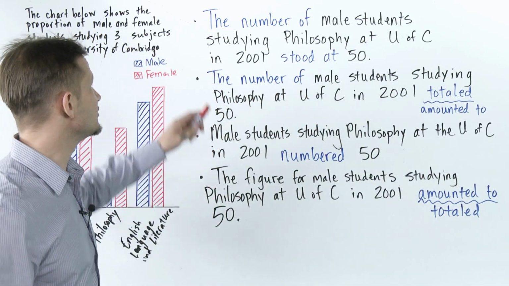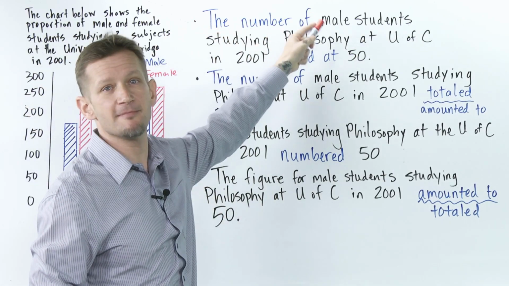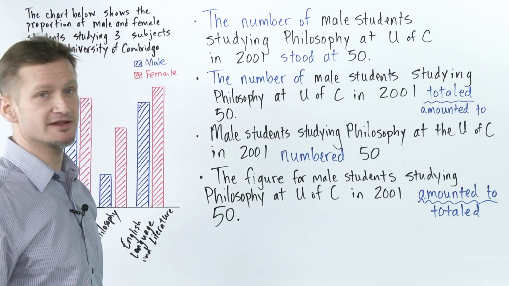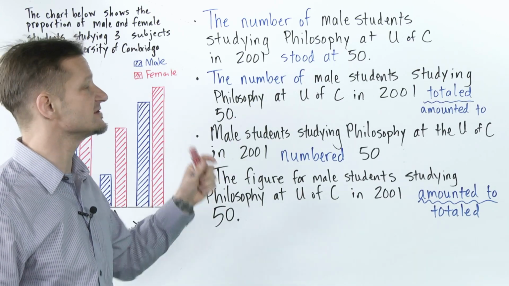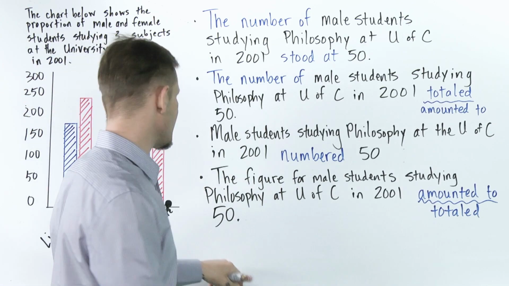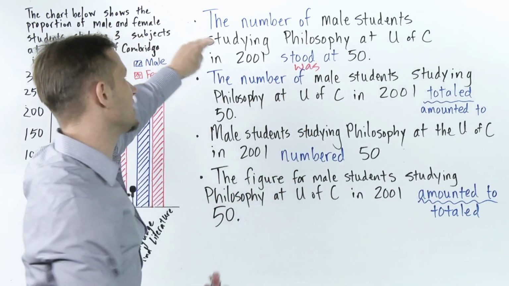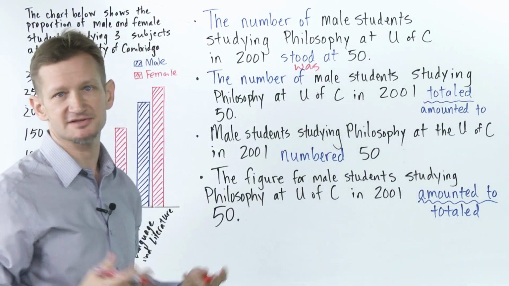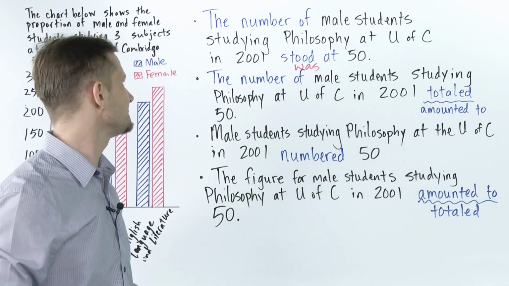Okay, so the first one, you can say the number of, right? You can say the number of male students studying philosophy at University of Cambridge in 2001 stood at 50. You can say that. You could also change this. You could say was as well. You can say the number of students was 50. That's okay too. But stood at is a higher level. That's what you want to go for.